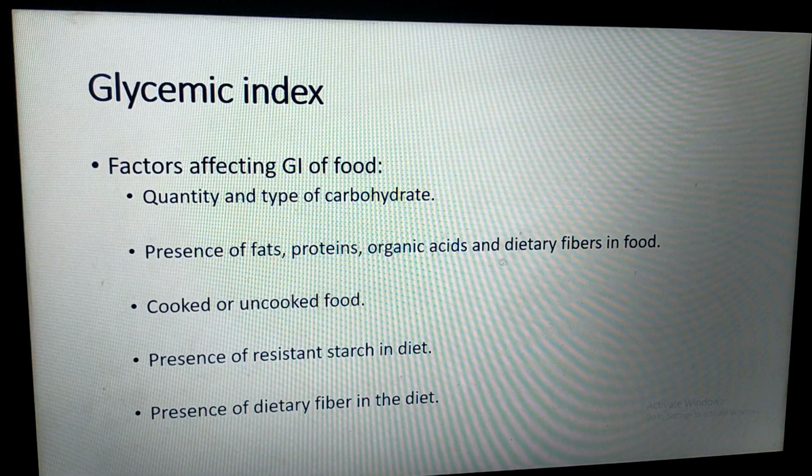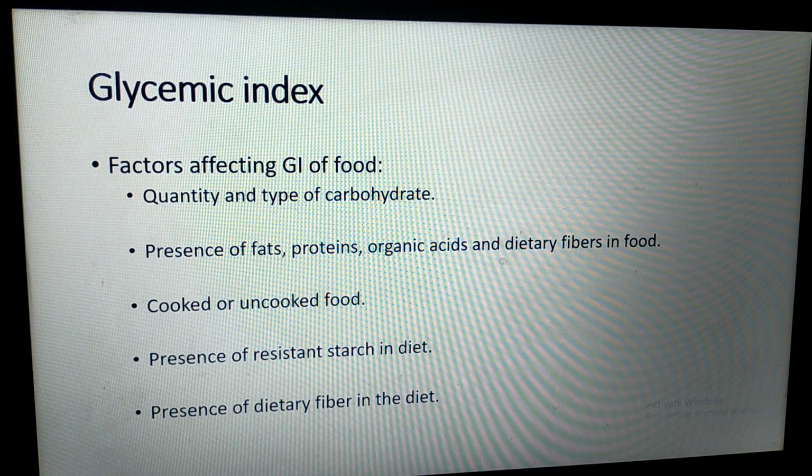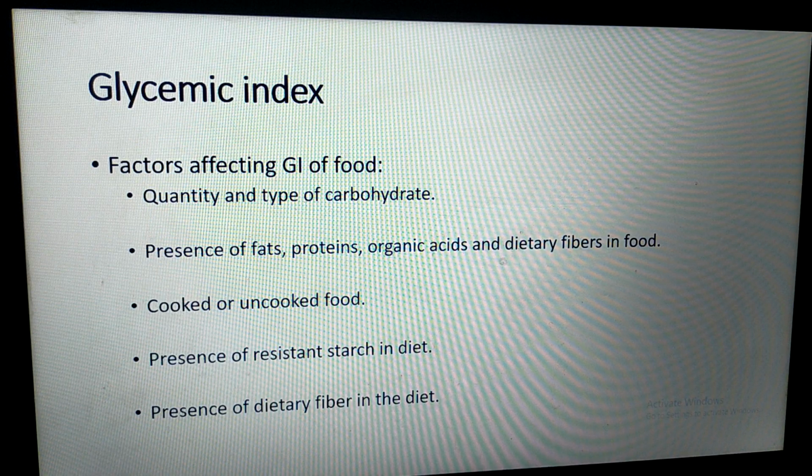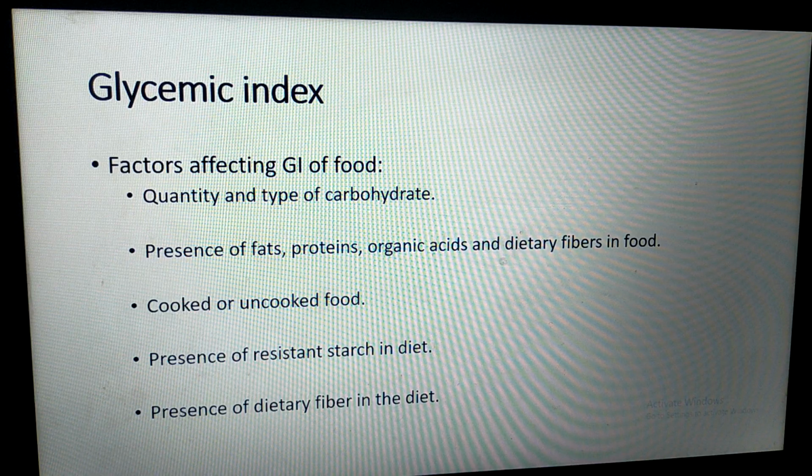Now, glycemic index does not absolutely depend on the type of food. There are some factors on which this glycemic index depends. First, the quantity and type of carbohydrate you have taken. Glycemic index is only confined to the rise in the blood glucose level, right? So if we take more quantity of carbohydrate, then your glycemic index may be high. And the type of carbohydrate is also important. Suppose you have taken X amount of sucrose and X amount of starch.